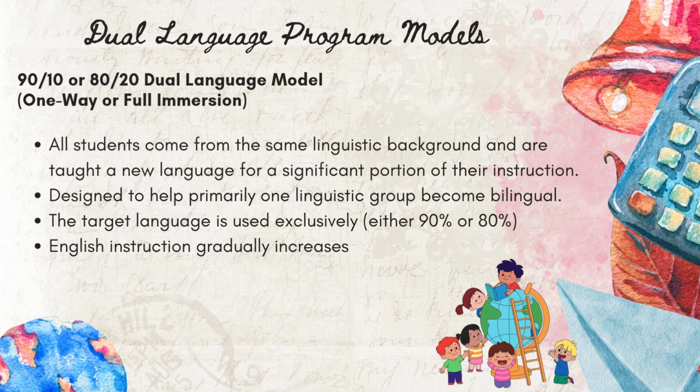Full immersion programs begin in kindergarten with a significantly higher percentage of instruction in the target language, either 90% or 80%. Over time, English instruction gradually increases.